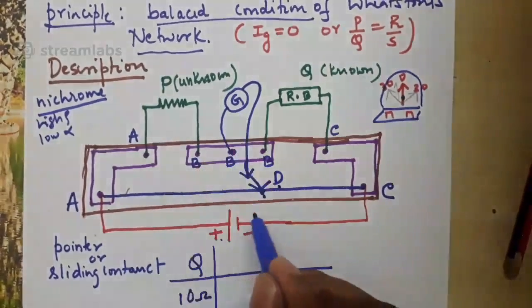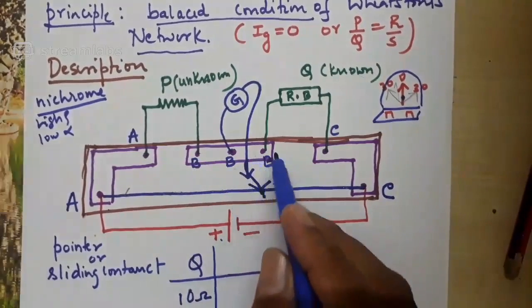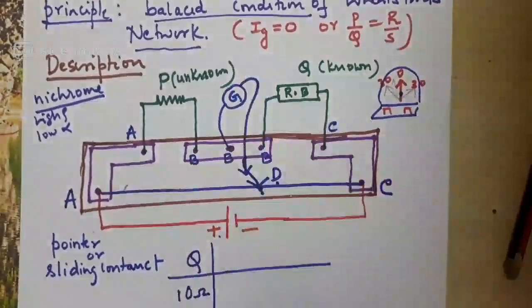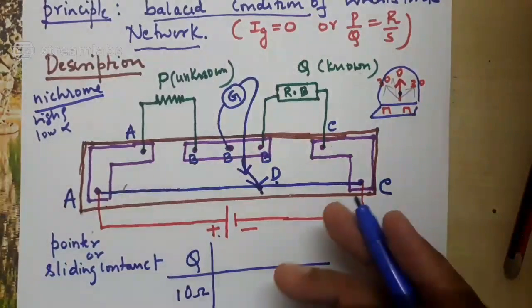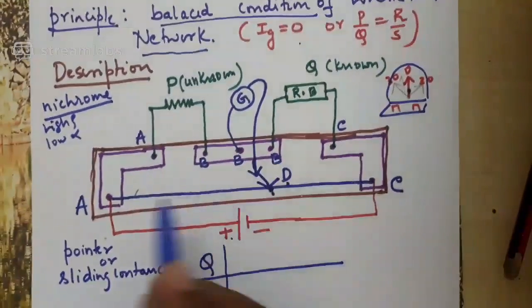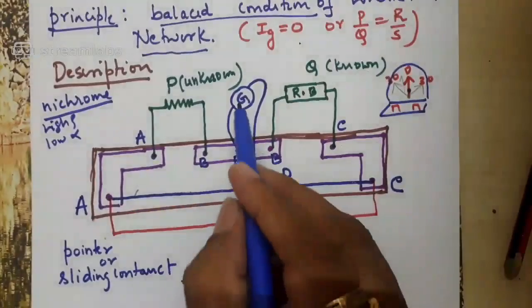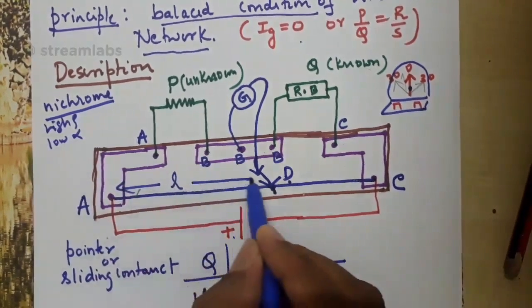What do you mean by when the sliding contact is kept at D, deflection read by the galvanometer is 0? Current flowing through the galvanometer is 0. What do you mean by current through the galvanometer is 0? Network is balanced. So once you locate that position where the deflection read by the galvanometer is 0, you need to measure that length from A, from the left hand side.